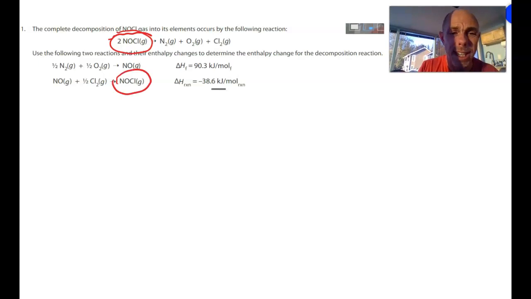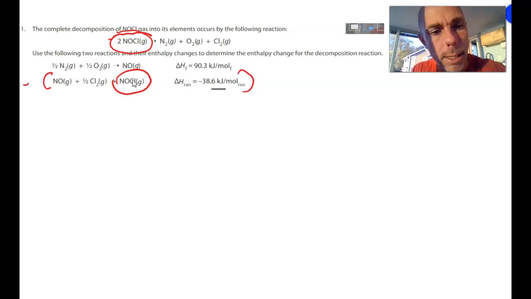I notice that the NOCl in the second reaction down below is on the product side. I need it on the reactant side, so that means I actually need to flip this reaction. And I notice that there's 1 mole of it on the product side in this reaction below, and not 2. So what I need to do is flip and double this second reaction. And how I indicate my intent to flip and double a reaction is to write -2. That's the flipping and doubling.